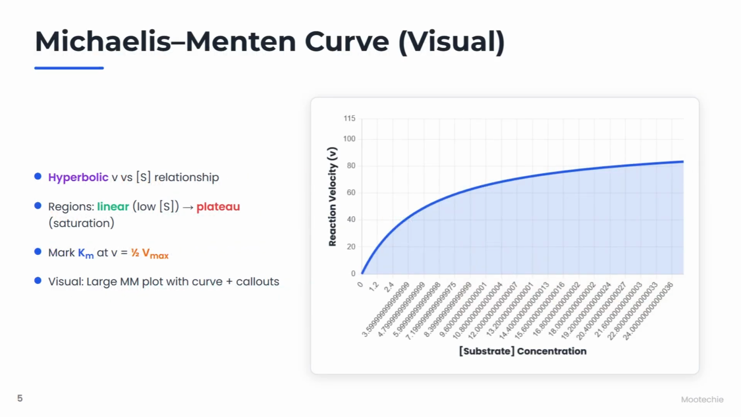The curve has distinct regions. It's linear at low substrate concentrations and forms a plateau at saturation. It shows a hyperbolic relationship between velocity and substrate concentration. A large plot is visualized with callouts, marking Km at the point of half Vmax. The curve clearly shows how velocity increases with substrate concentration until it can go no faster.